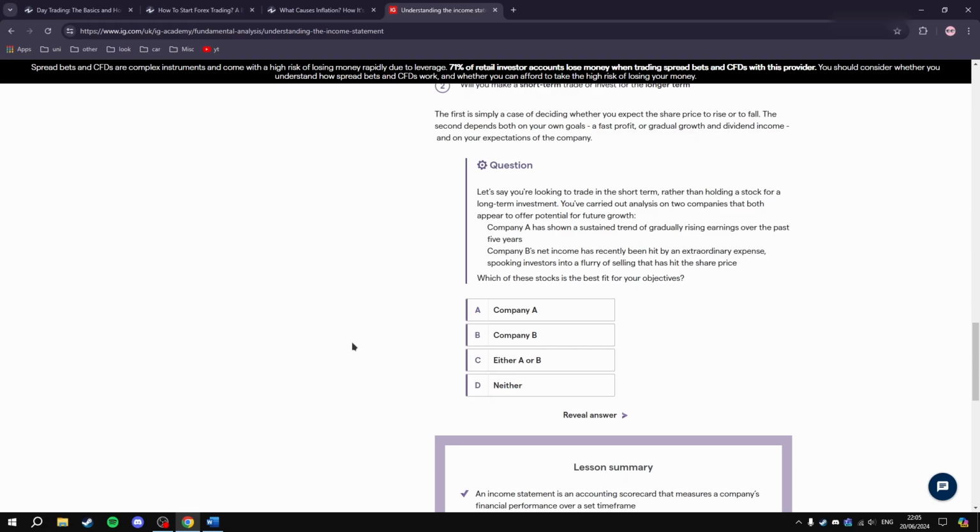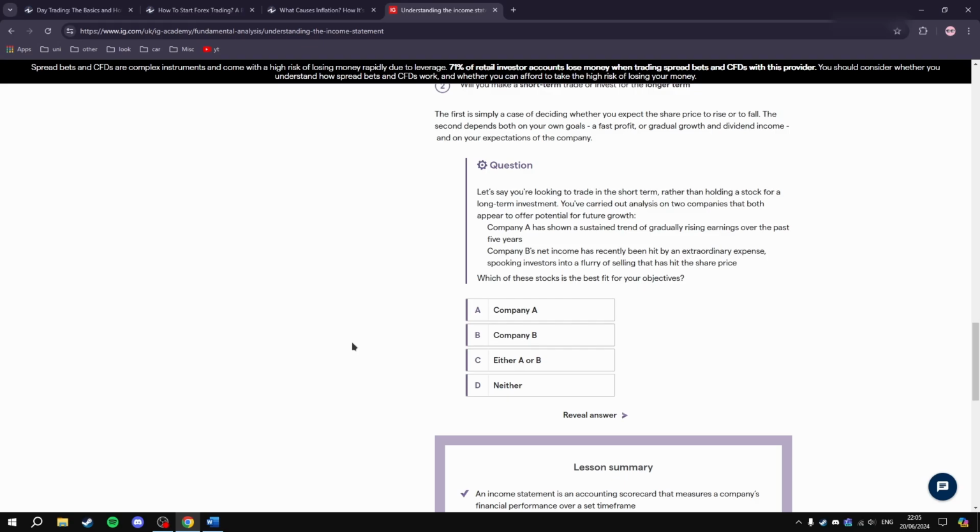The first is simply a case of deciding whether you expect the share price to rise or fall. The second depends both on your own goals, fast profit or gradual growth and dividend income, and on your expectations of the company.